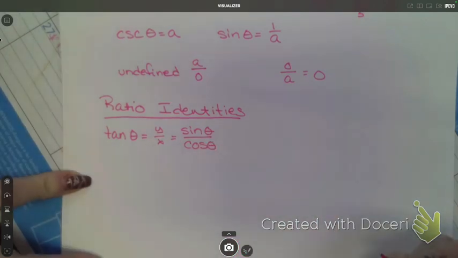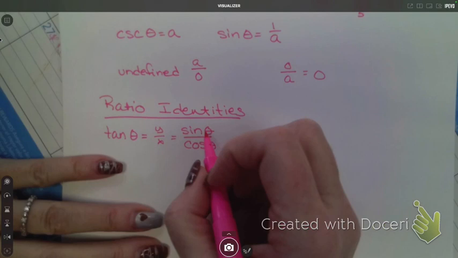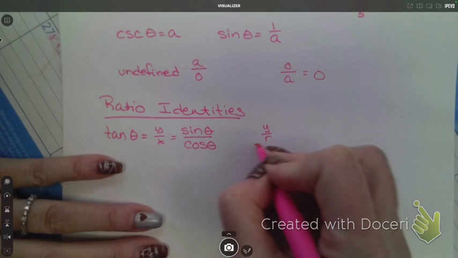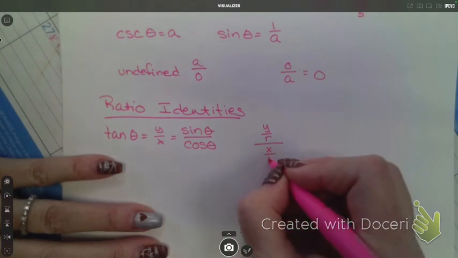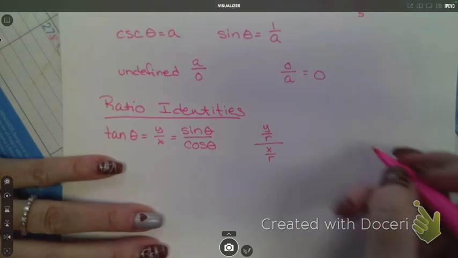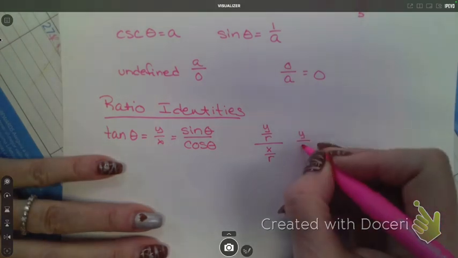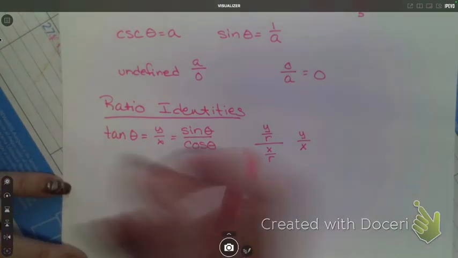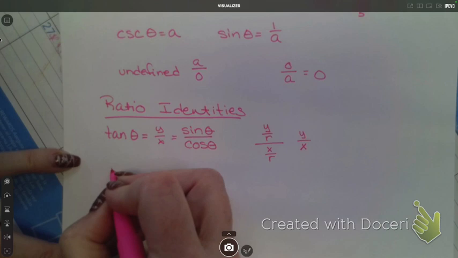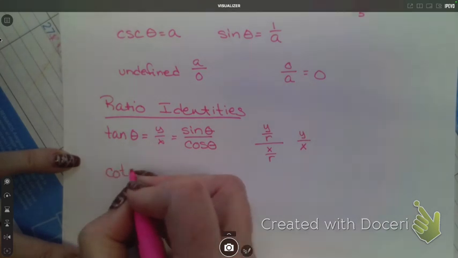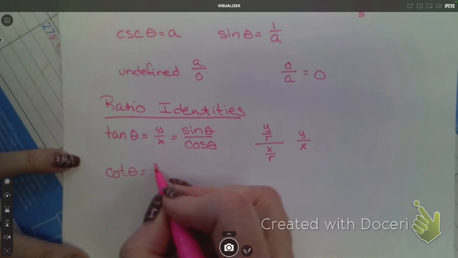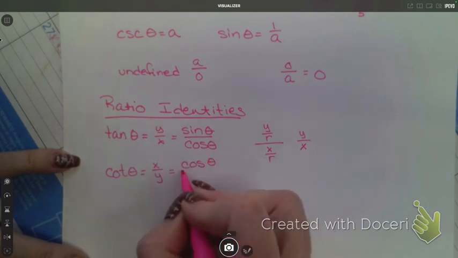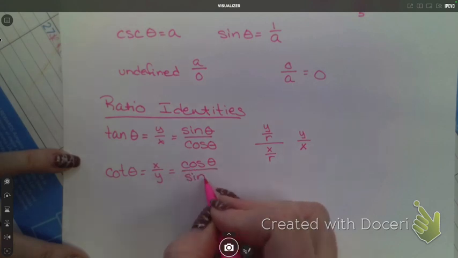And the reason for that is sine would be y over r, yes? And cosine would be x over r. So when I multiplied by the reciprocal, I would get what? Y over x. So tangent is sine over cosine. So that would mean that cotangent is what over what? Cosine over sine. Now I'm not saying the theta, but the theta is there, and you do need to write it.